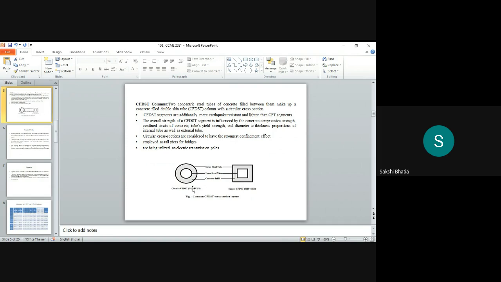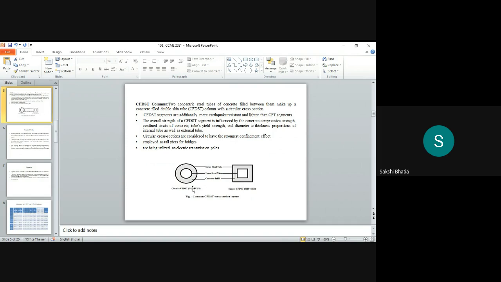CFDST segment is mostly affected by the concrete compressive strength, whether it is increasing or decreasing, the steel tubes' yielding strength, and the diameter to thickness ratios of both the inner tube and the outer tube. It is proven that circular cross sections have the highest confinement effect. The CFSTs have been used as piers for bridges in Japan and as electric transmission poles in China.